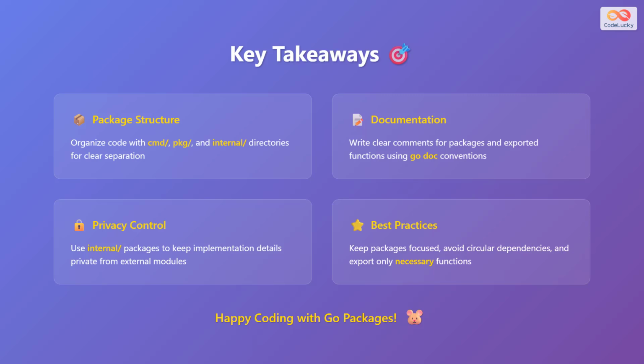To summarize, organize your code using cmd, pkg, and internal directories for clear separation. Write clear comments for packages and exported functions using godoc conventions. Use internal packages to keep implementation details private from external modules. Keep packages focused, avoid circular dependencies, and export only necessary functions. Following these guidelines will help you create well-structured, maintainable, and reusable Go packages.